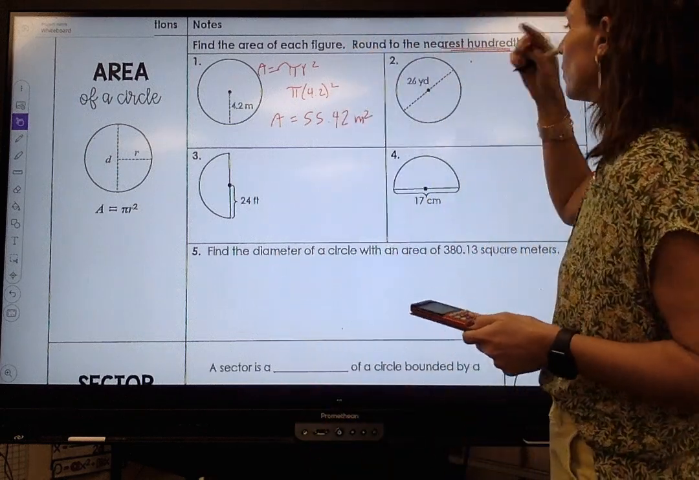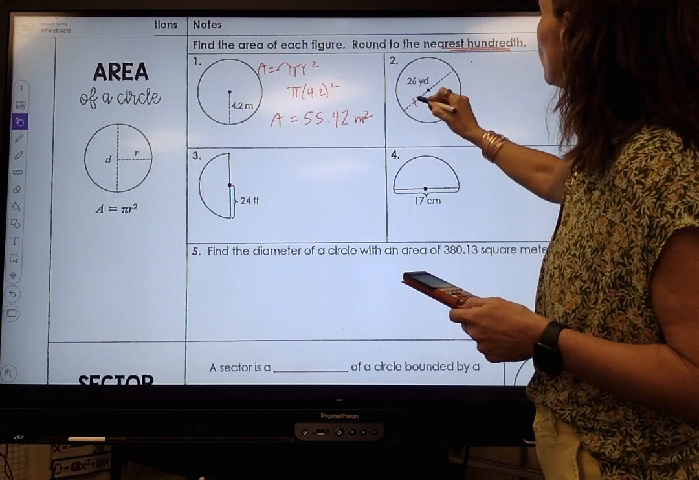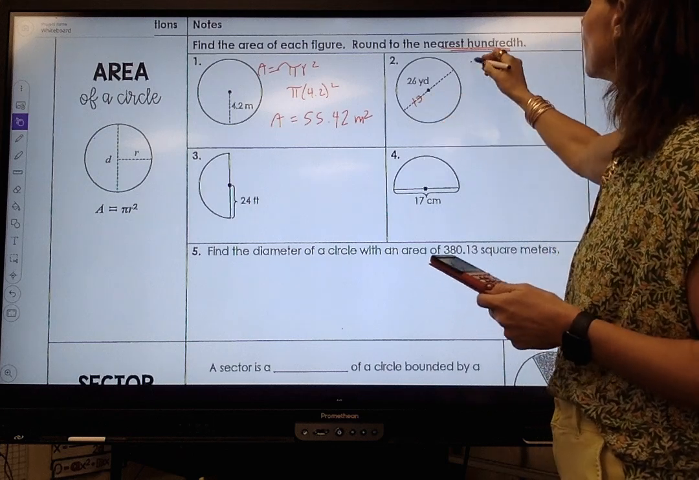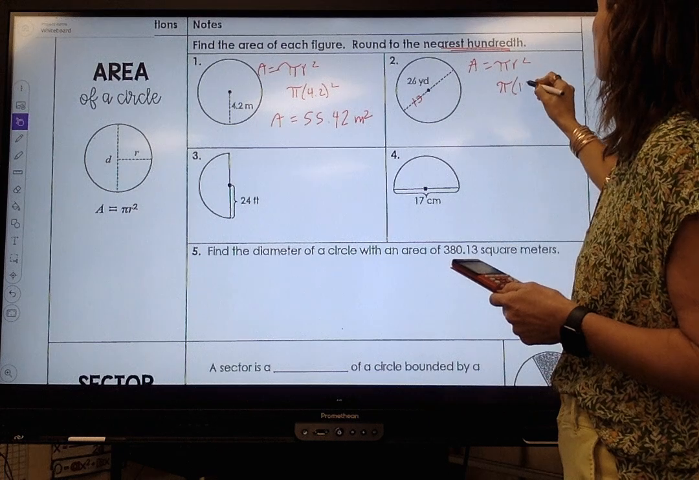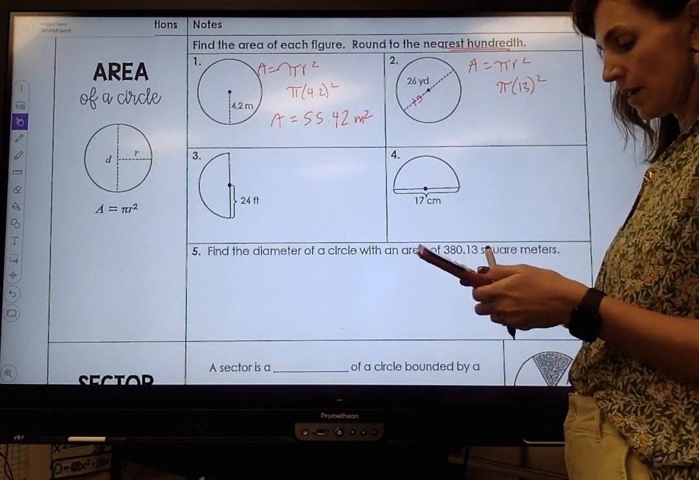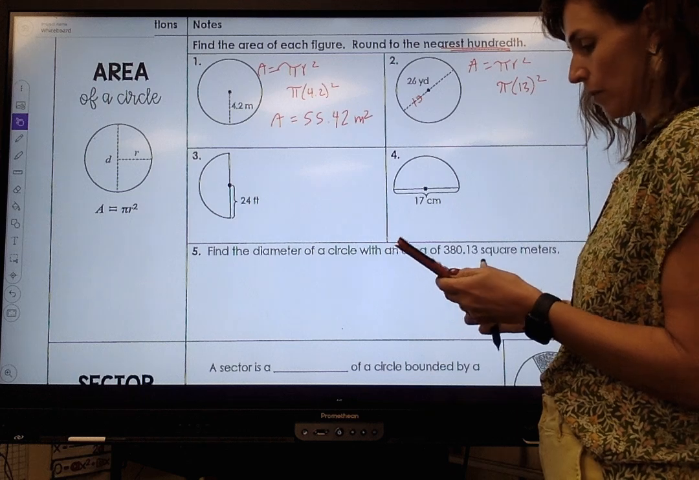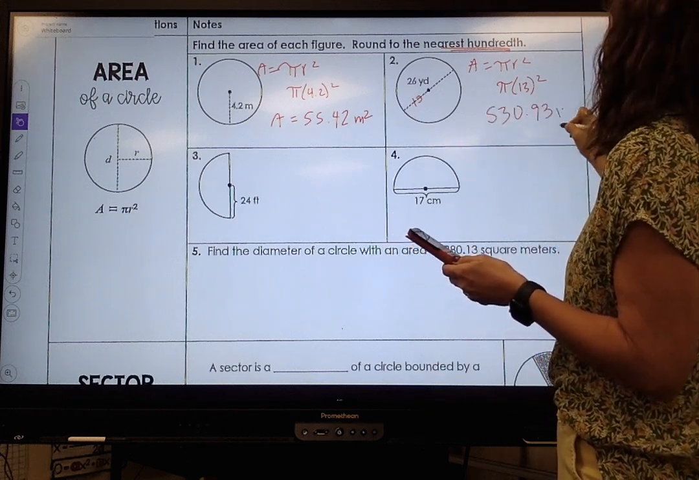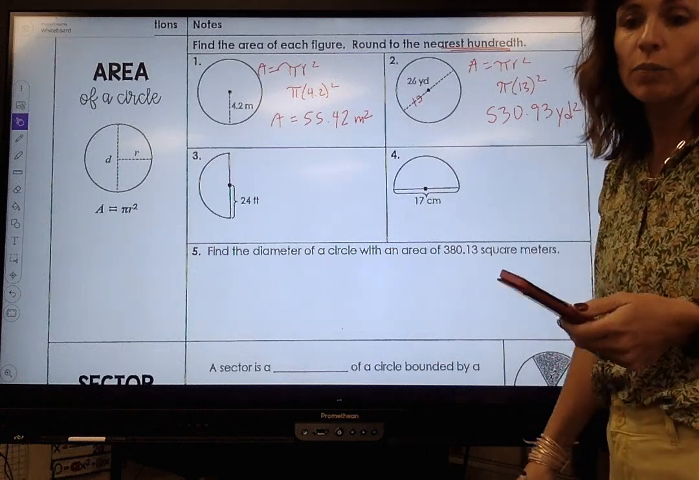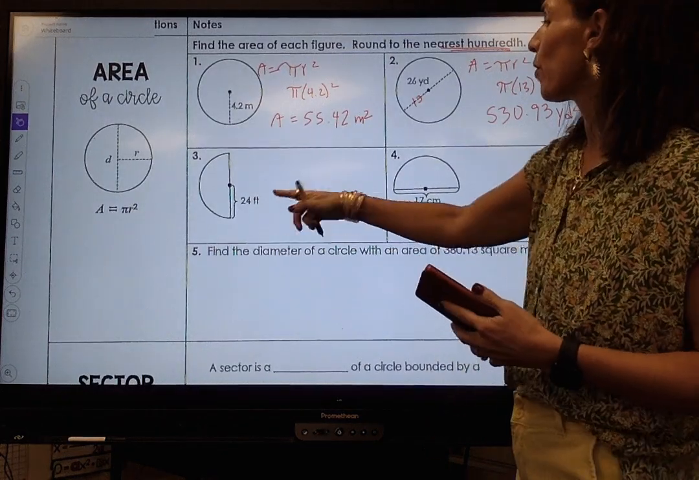So let's take a look at number 2. It's given the diameter, so I know that the radius is 13. So again, pi r squared, so pi times radius squared, and I get pi times 13 squared, and I get 530.93 yards squared would be my final answer here.